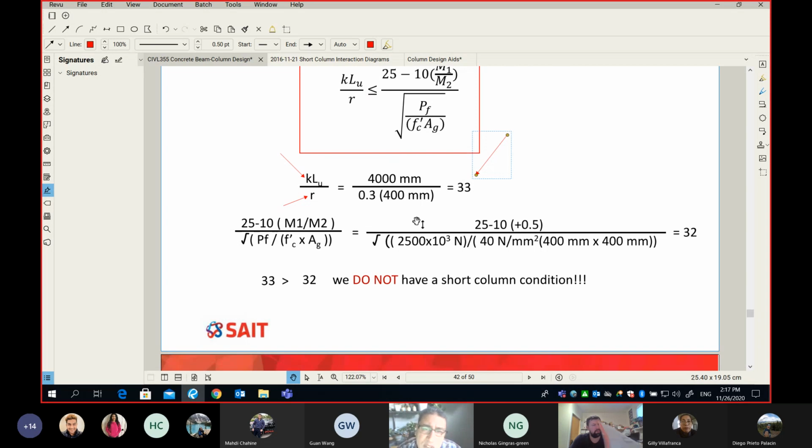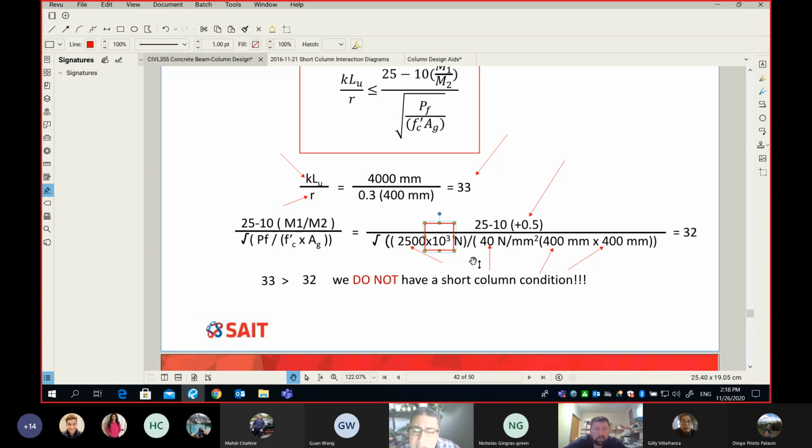Then we go to the other term, which is 25 minus 10 multiplied by M1 divided by M2, and this number is given to you. And then divided by the square root of P_f over f'c times A gross, where P_f is 2,500 kilonewton and A gross is 400 by 400. The only trick, I'm going to box it out for you. This is the only trick.